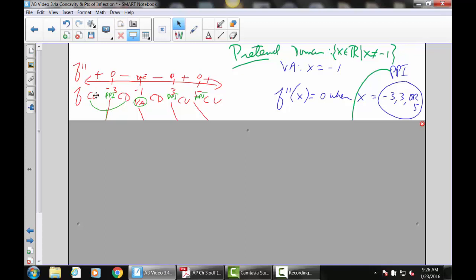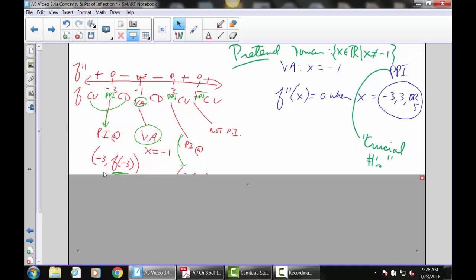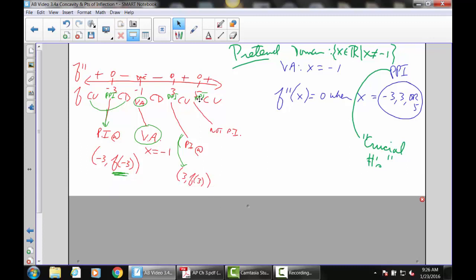So therefore, the graph is concave up, concave down, concave down, concave up, concave up. So here we have an actual point of inflection at the point -3, f of -3. There is no point of inflection here because we have a vertical asymptote here. Here also you'll notice we do not have a point of inflection because there's no change in concavity on either side of 5. But we do have a change in concavity on either side of 3, so that is a point of inflection.